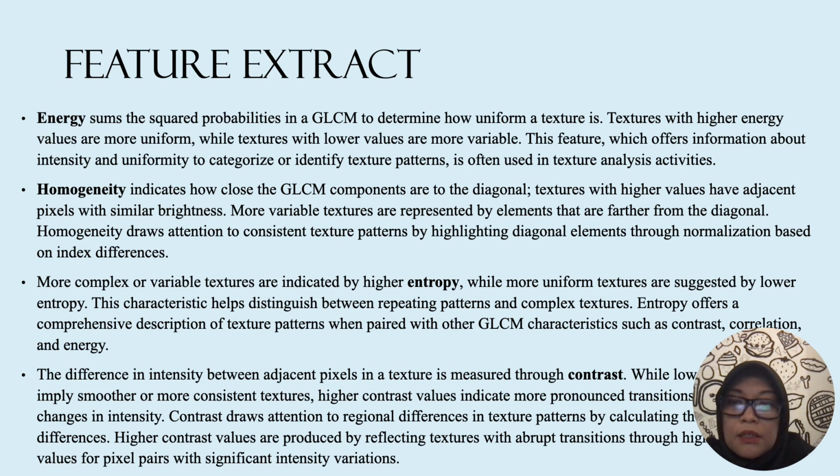This paper discusses key texture features from the gray level co-occurrence matrix, which is GLCM, for analyzing solar panel surface. Energy measures texture uniformity. Higher values indicate more uniform texture. Homogeneity reflects pixel brightness similarity. Higher value indicates more consistent texture. Entropy indicates texture complexity. Higher values suggest more variable texture. Contrast measures intensity difference between adjacent pixels. Higher values indicate more pronounced transition. These features help classify and identify defects based on texture pattern.